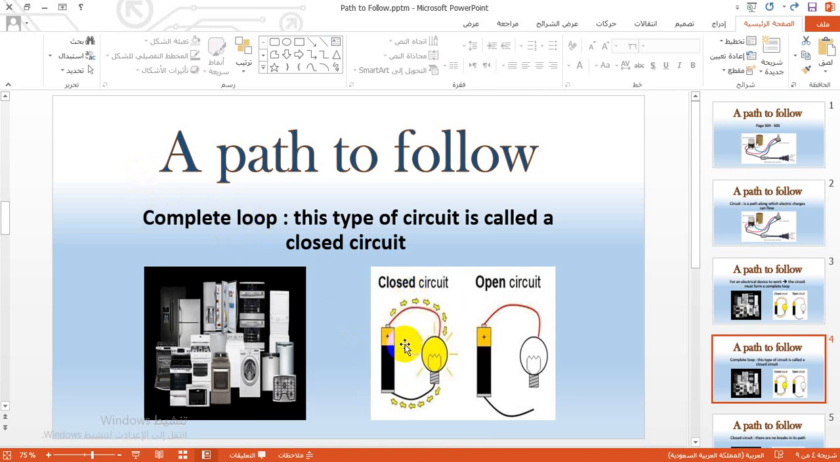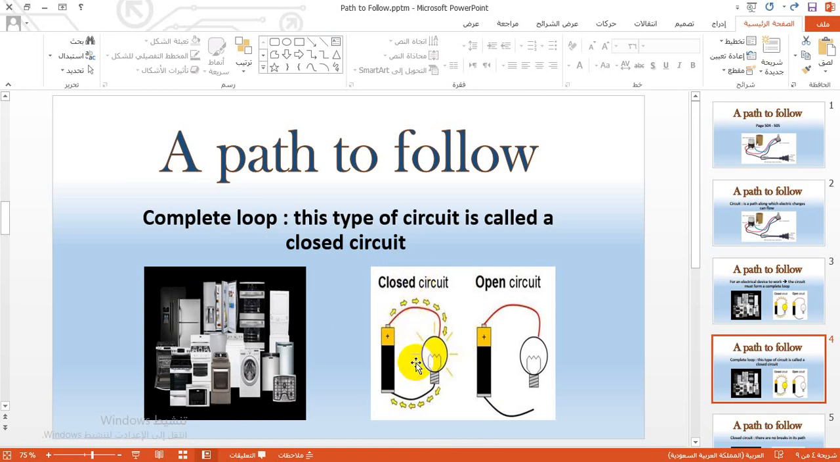What does loop mean, guys? It's something that moves like a cycle, always, like a circle. It's still moving. And something that prevents it from moving, I will tell you which device or tool we use to prevent the flow from moving.